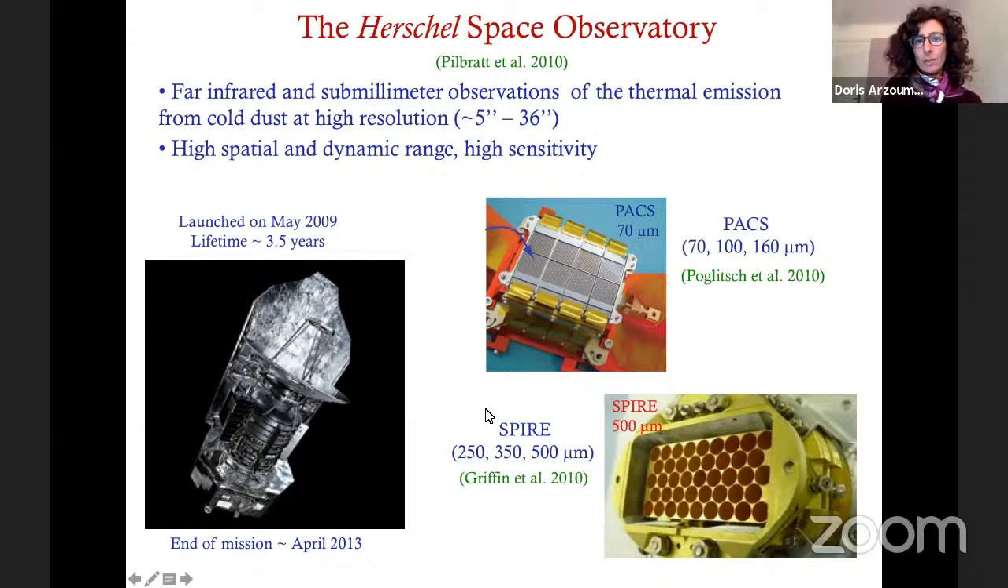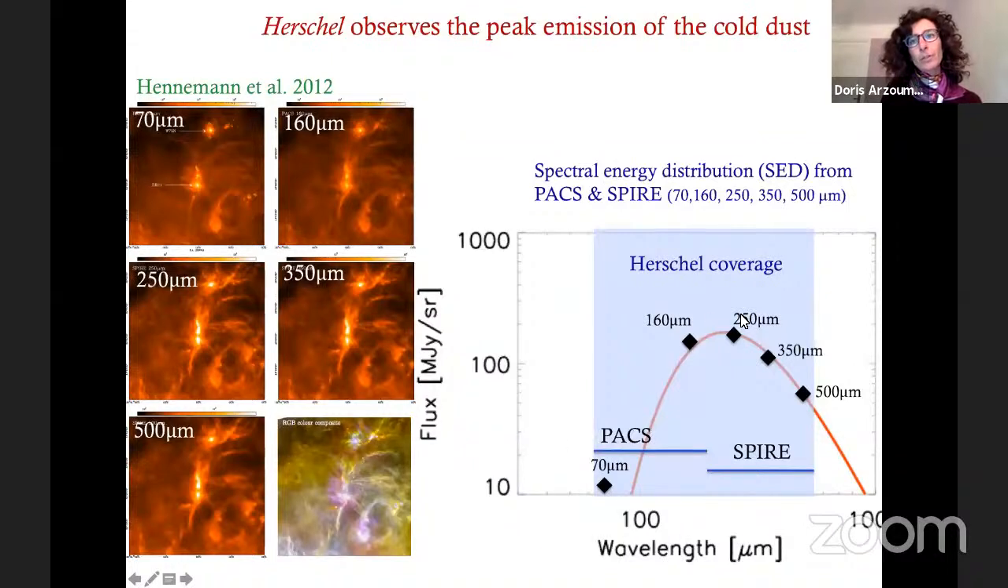And these observations are very important because they observe the peak emission of the dust grains, of the cold dust grains in the interstellar medium. So we can well characterize the emission of this dust and the interstellar structure which is formed by this dust. So here I show images at 5 wavelengths towards the same filamentary structure, from 70 micron to 500 micron. And here I show an example of the spectral energy distribution for the 5 wavelengths. Here on the y-axis is the flux, and the wavelength is on the x-axis.